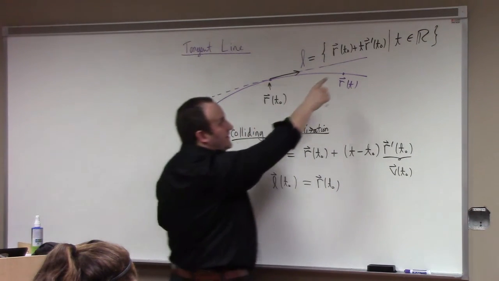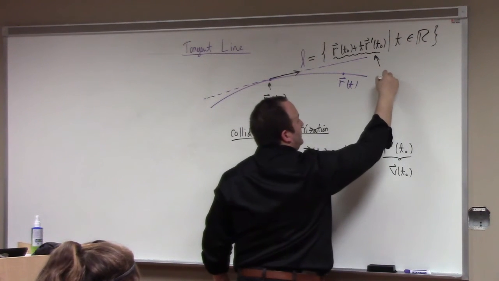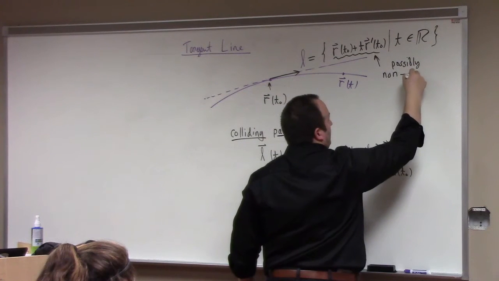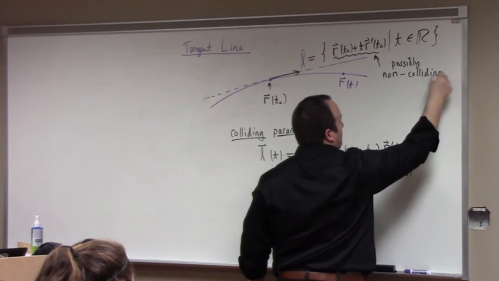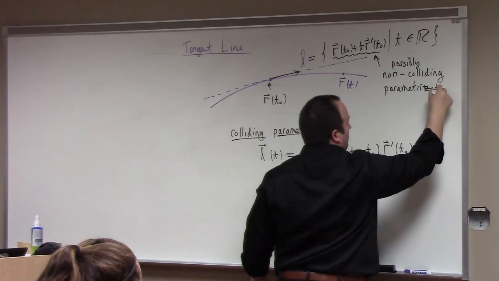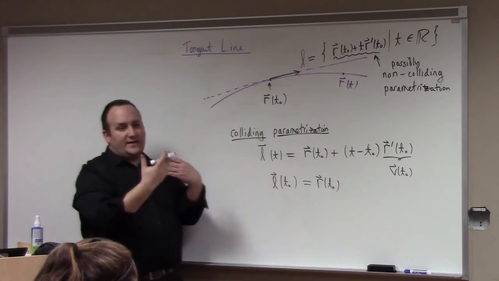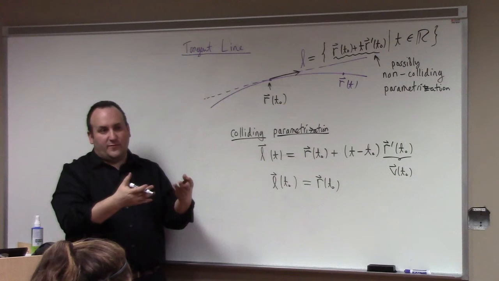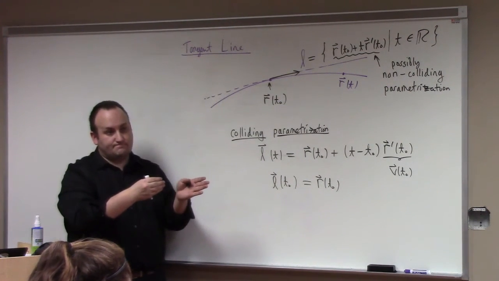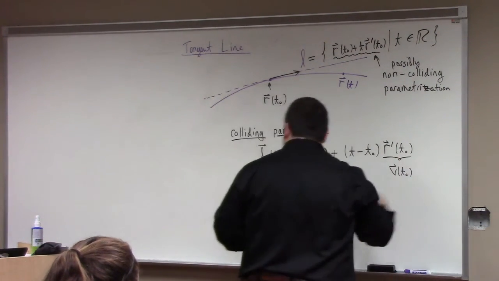This thing I have right up here would be a possibly non-colliding parameterization, in the sense that maybe the path gets to the point at time 1, whereas if you write that formula, that puts the tangent line at the point of tangency at time 0, with what I just squiggly underlined. Let me give an example. These things are better if I give you an example.